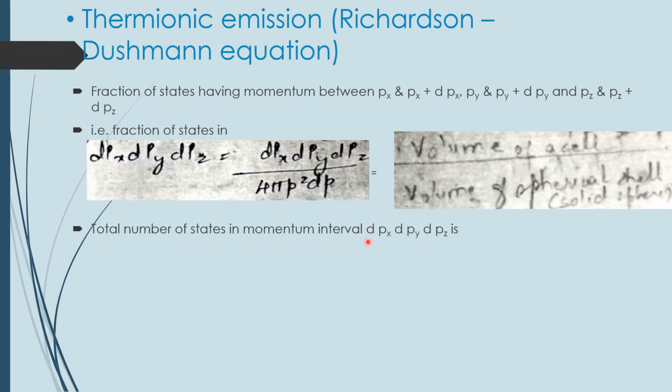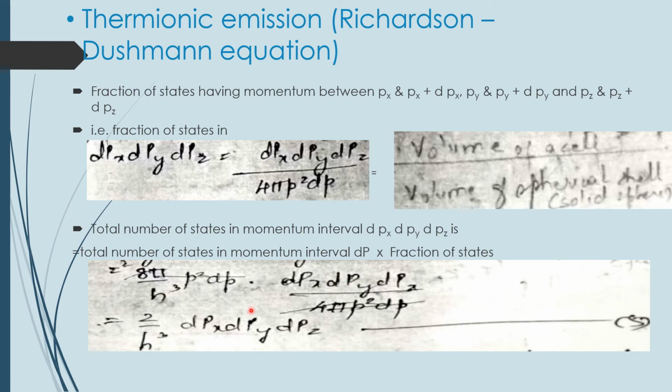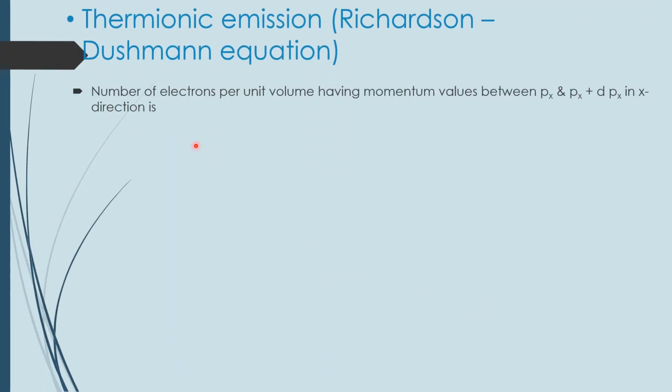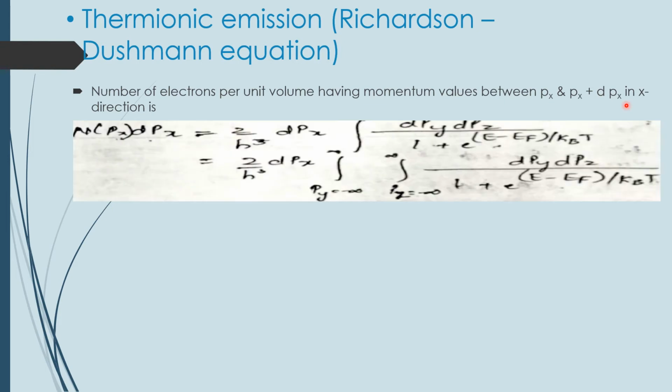The total number of states in the momentum interval dPx, dPy, dPz is equal to the total number of states in the momentum interval dP into the fraction of states. So this is equation 4, 8 pi by h cube into P square dP, and this term we get from here, dPx dPy dPz upon 4 pi P square dP. We get 2 by h cube into dPx dPy dPz, equation 5. The number of electrons per unit volume having momentum values between Px and Px plus dPx in the x direction is given as n of Px dPx. Substituting equation number 5, you get 2 by h cube dPx.